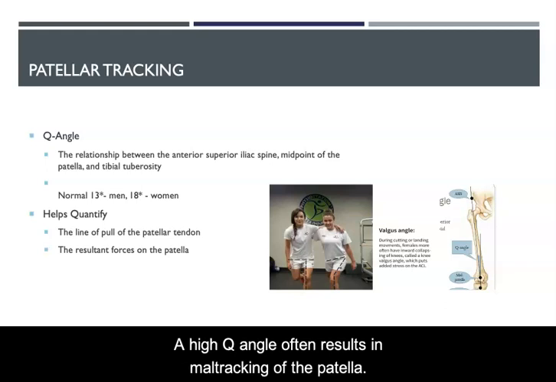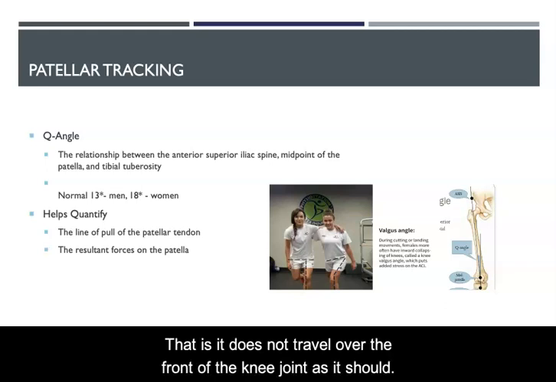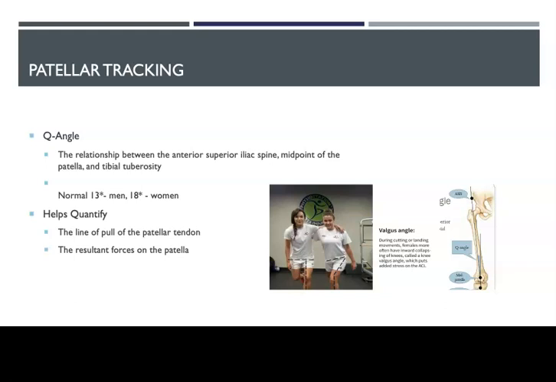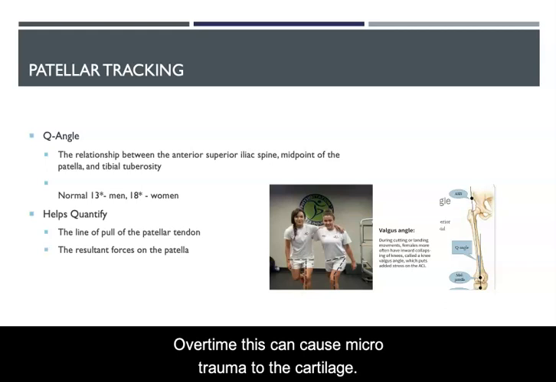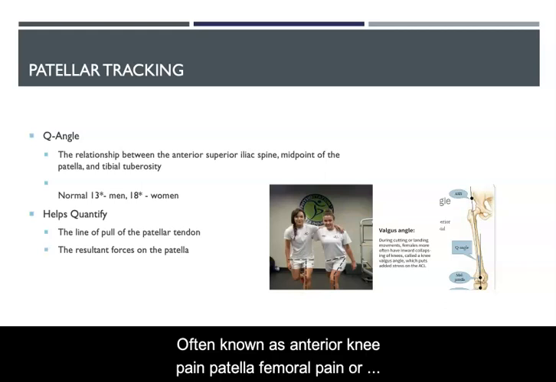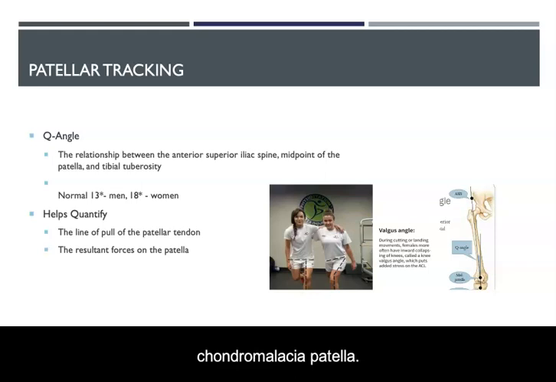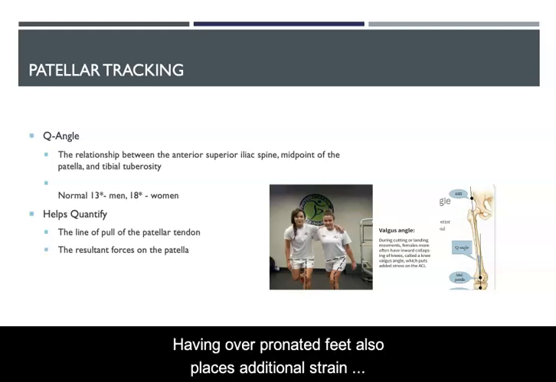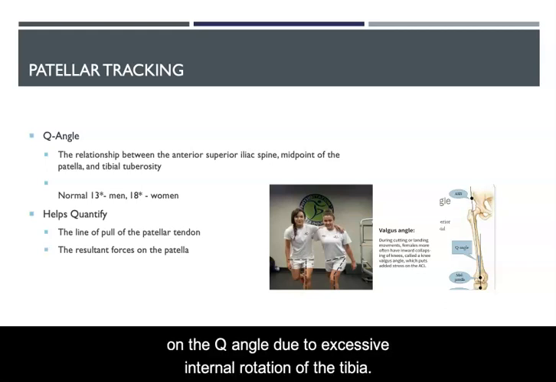A high Q angle often results in maltracking of the patella. That is, it does not travel over the front of the knee joint as it should. Over time, this can cause microtrauma to the cartilage on the rear of the patella, which causes pain, often known as anterior knee pain, patellofemoral pain, or chondromalacia patella. Having overpronated feet also places additional strain on the Q angle due to excessive internal rotation of the tibia.